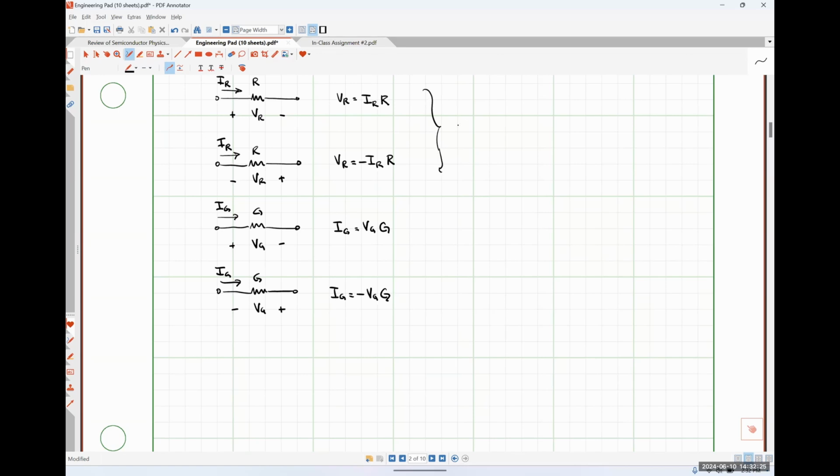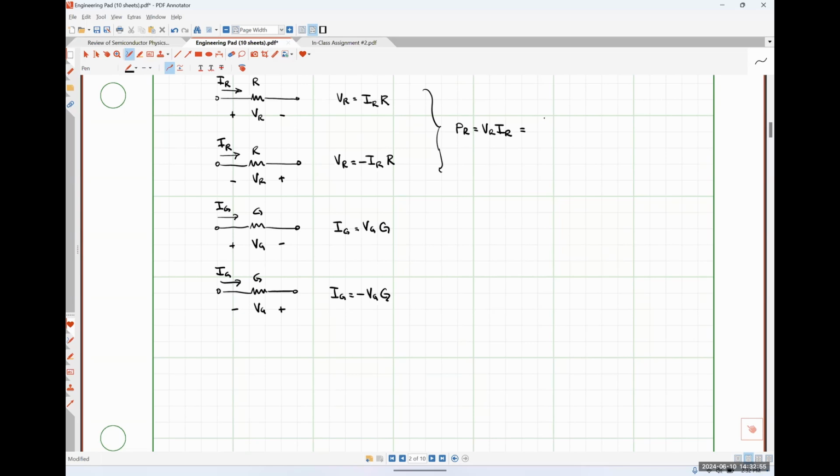So, power absorbed by a resistor. We know from our last class meeting that this should simply be the product of the voltage drop across the resistor and the current flowing through the resistor. Well, we can simply substitute in Ohm's law to express our voltage in terms of our current or our current in terms of our voltage.